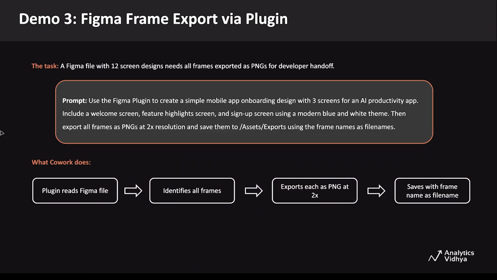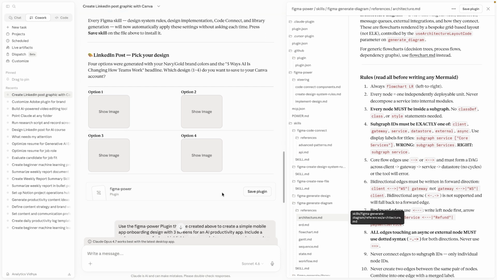The third demo uses the Figma plugin, and notice the difference in how it works compared to Canva. The Figma plugin executes code at runtime to read the file structure, identify every frame, export each one at 2x resolution, and save it with the frame name as the file name. This is a code-level operation, something that could not be done through a simple API call. This is exactly why Figma is a plugin rather than a connector. For the developer receiving these files, the output is exactly what they need with zero manual export work. So let's see how to get this done. I'll prompt the model.